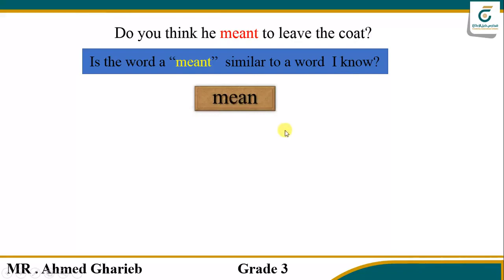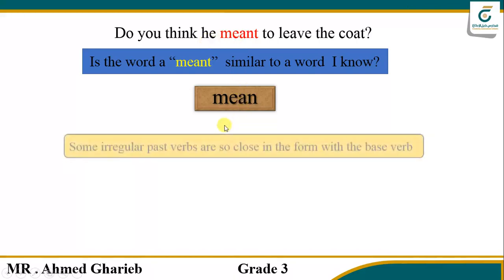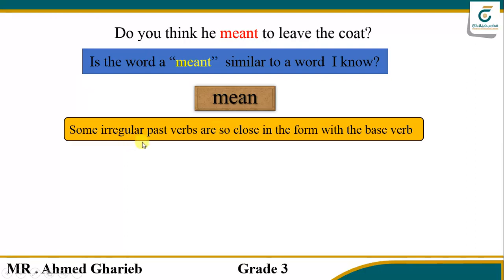Be careful when you find a word that you don't know. Try to figure out, is it a noun, verb, adjective, or adverb? Why? This will help you guess the meaning. So this is a verb. He meant, the subject is in verb. So there's a rule. Some irregular past verbs are so close in form to the base verb.